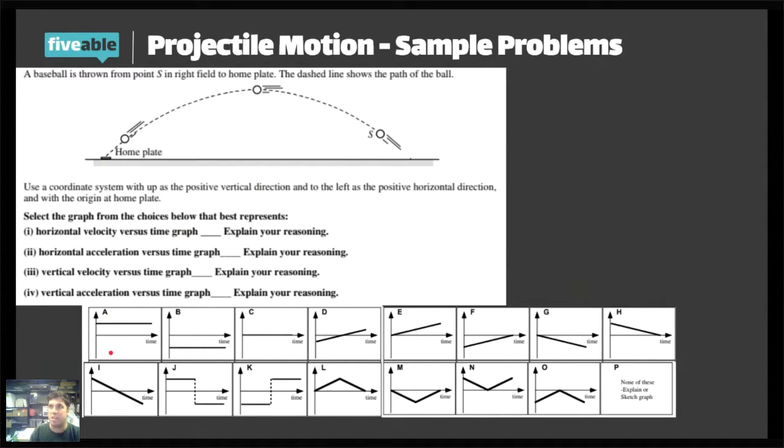Horizontal acceleration, nothing. There's no acceleration sideways for that ball. Vertical velocity starts going up, hits the highest point, goes back negative. That looks like I to me. Positive to negative, constant deceleration, constant negative acceleration. That is free fall. That is G. And our acceleration should be B, constant negative graph going in there. Acceleration is always down, negative, and constant.